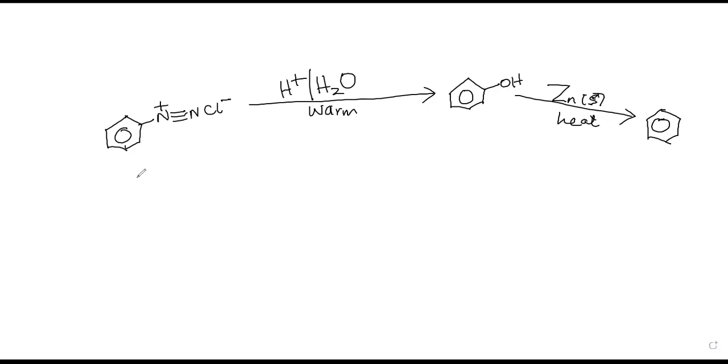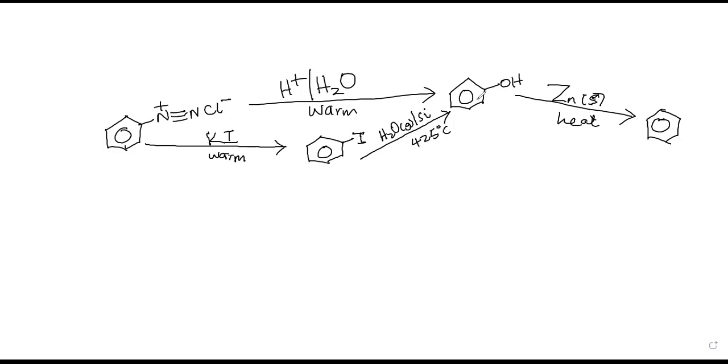Alternatively, if you have this diazonium salt and you add potassium iodide and warm, you'll get iodobenzene. Now, from iodobenzene, you need to take it to phenol, then still it will go to the same thing. How do you take it to phenol? You add steam, silicone at 425. You find yourself at phenol, then you add that.